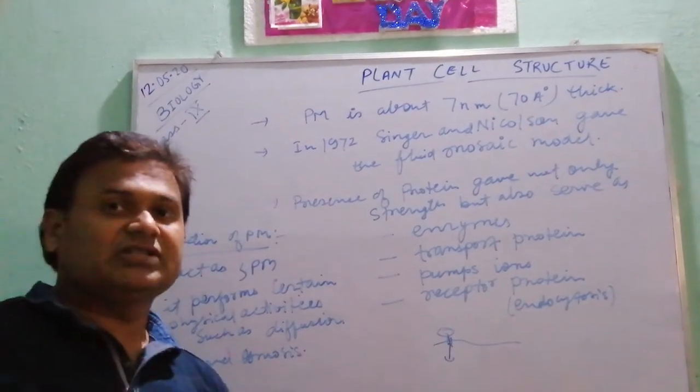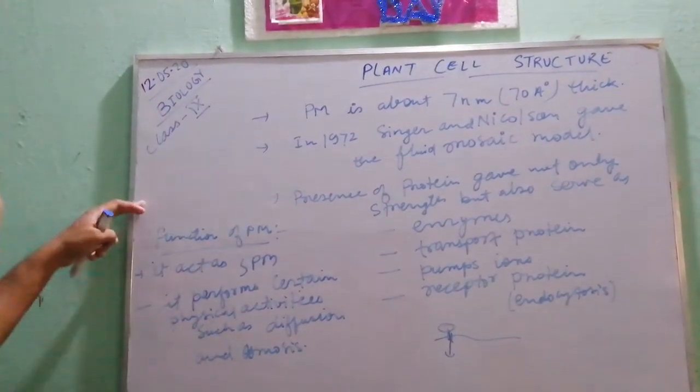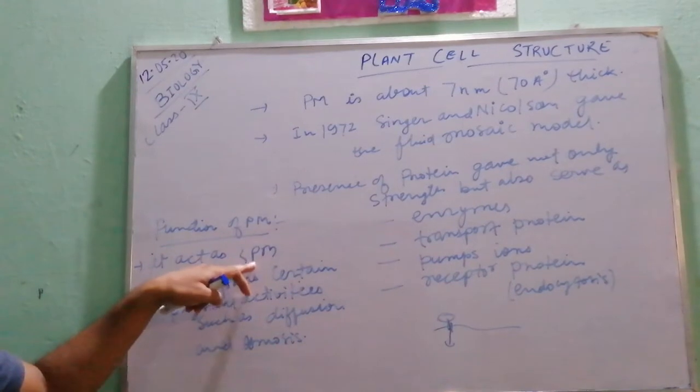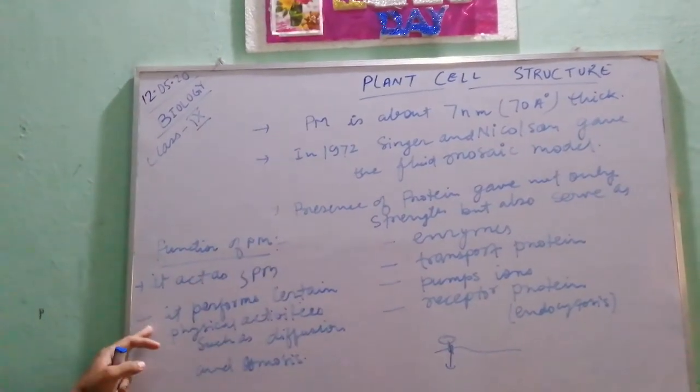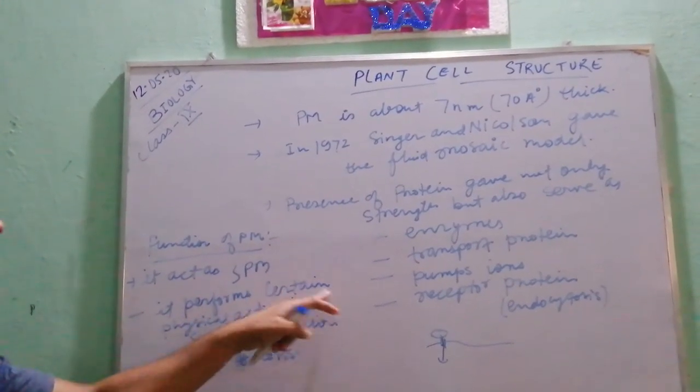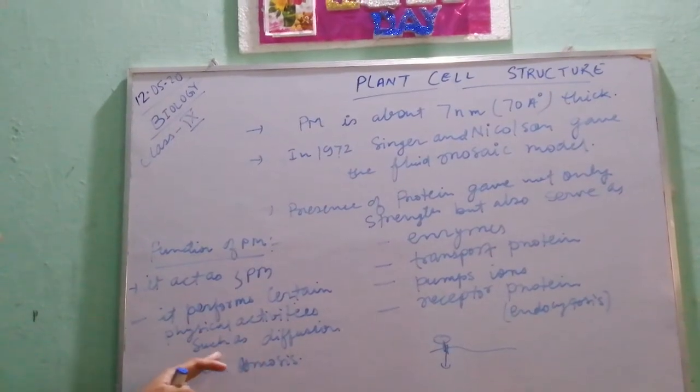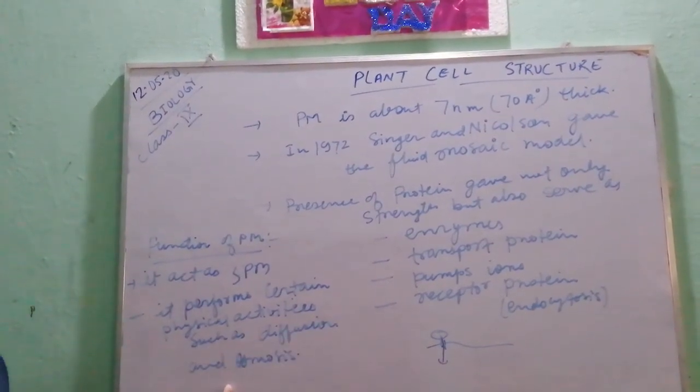The basic function of the plasma membrane is that it acts as a semi-permeable membrane. It performs certain physical activities such as diffusion and osmosis.